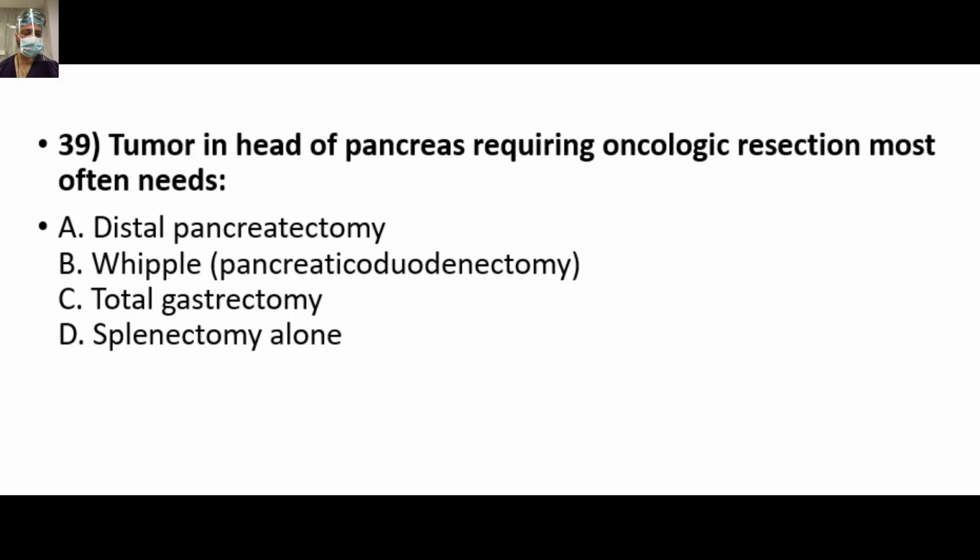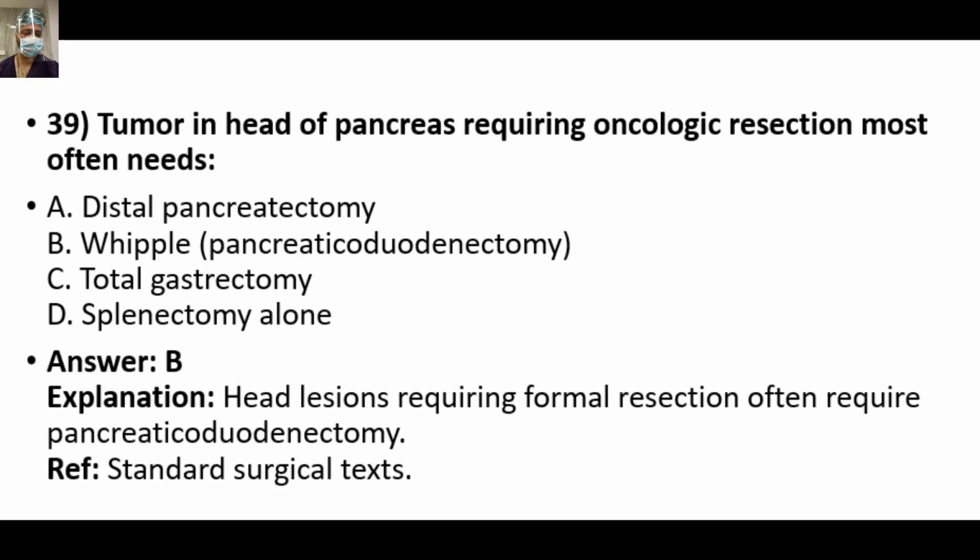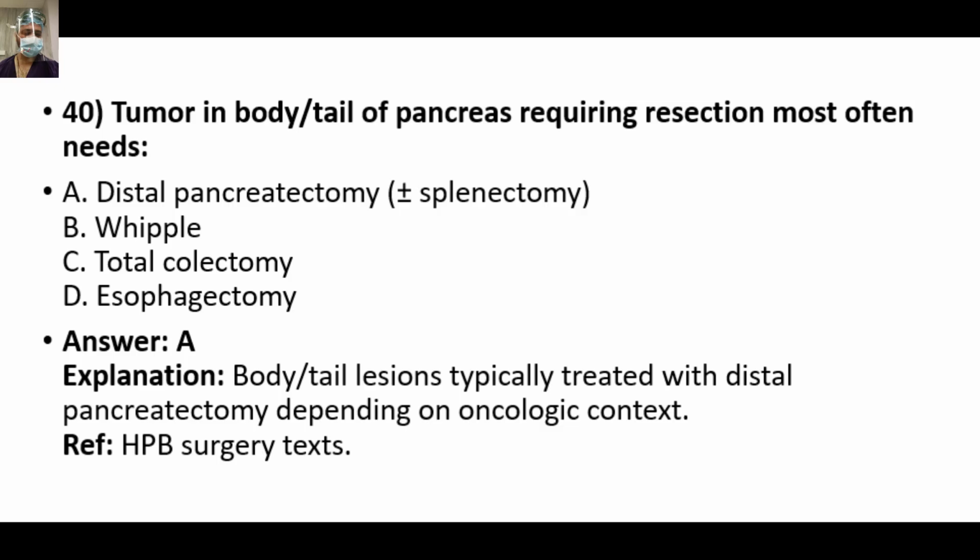Tumor in the head of pancreas requiring oncological resection most often needs option B, the Whipple procedure. Tumor in the body and tail of pancreas requiring resection often needs option A, distal pancreatectomy, friends. Body tail lesions are typically treated with distal pancreatectomy depending on the oncological context and may require splenectomy also.